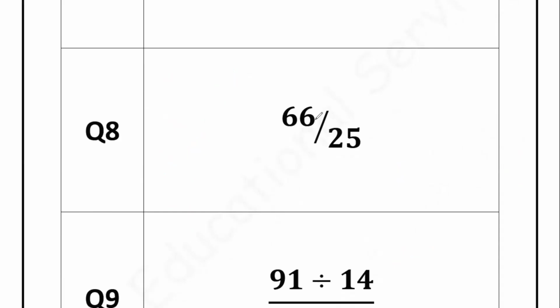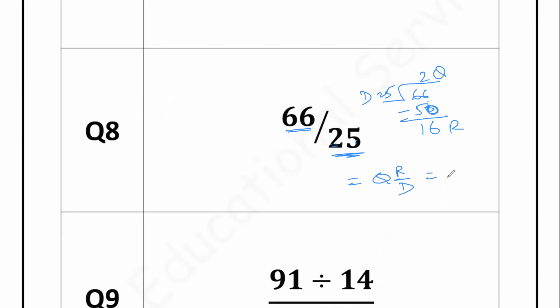66 over 25. It cannot be cancelled out. It's a multiple of 5, and that's a multiple of 11. Adding the digits up, it's not a multiple of 3 either. So we basically just have to do the division. 25 goes into 66 two times, and that's my remainder, quotient, divisor. So this is directly breaking it down into a mixed fraction. Quotient is 2, remainder is 16, and divisor is 25. That's my answer.